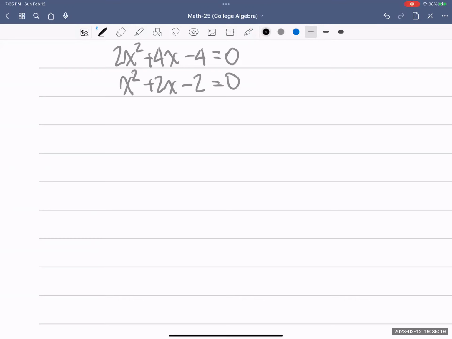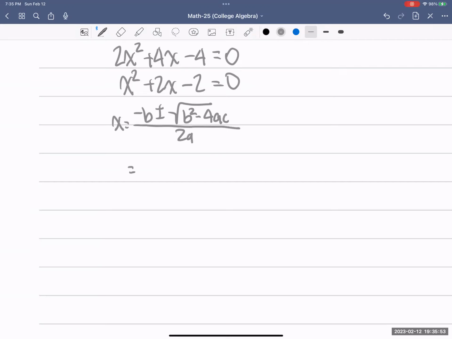Right off the bat, I don't think we have anything that would factor. We need two numbers that multiply to -2 but add to +2. I personally don't see anything. So the next step is going to be to use our quadratic formula just to see if we have any solutions. X is equal to -b plus or minus the square root of b squared minus 4ac, all over 2a.